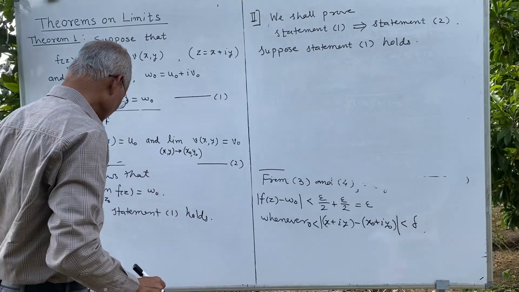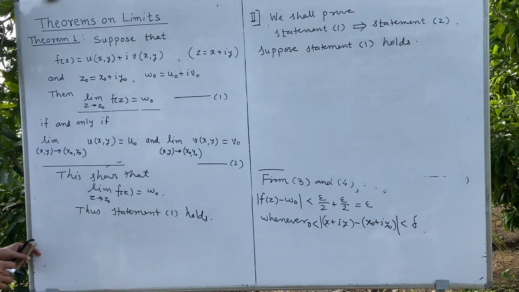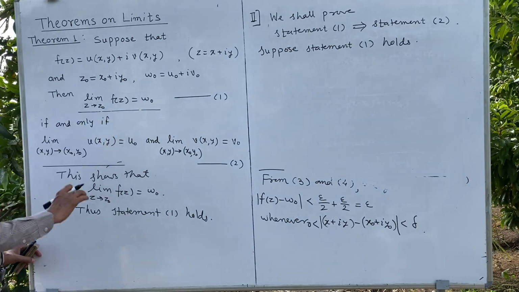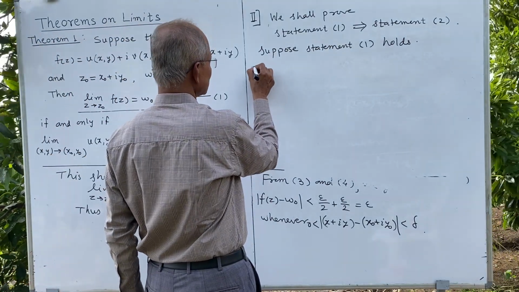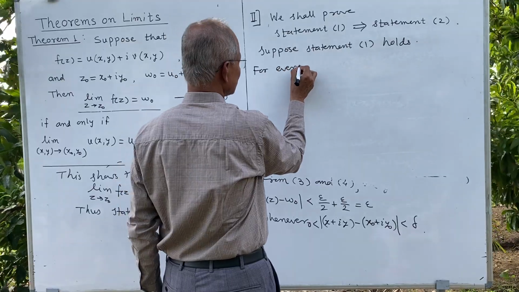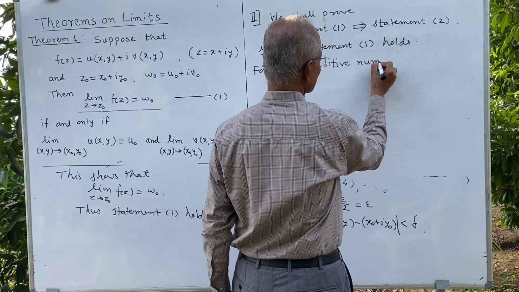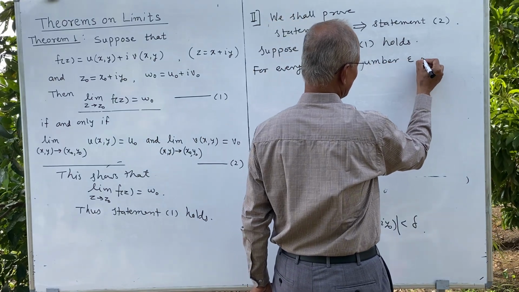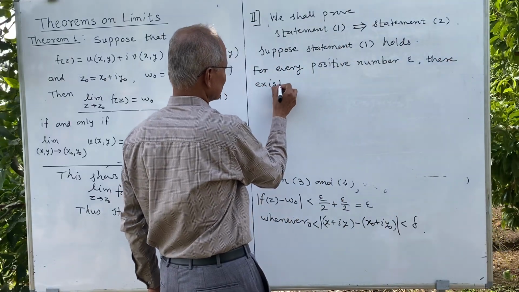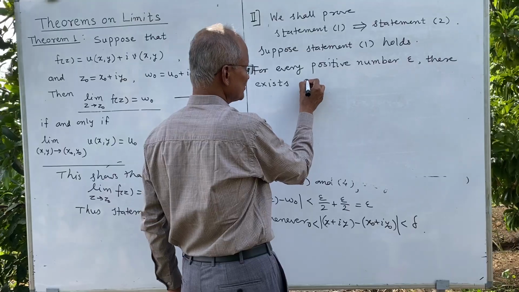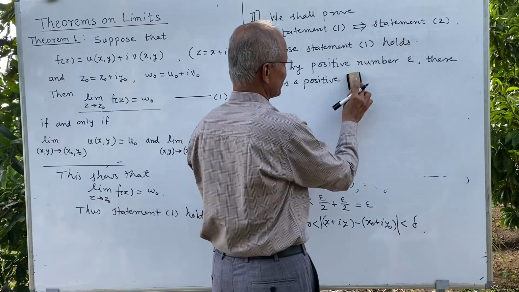Statement 1 holds means what? This is true: the limit as z tends to z naught of f of z is equal to w naught, and we apply the definition of limit. Therefore, for every positive number epsilon, there exists a positive number delta, the epsilon delta definition of limit.